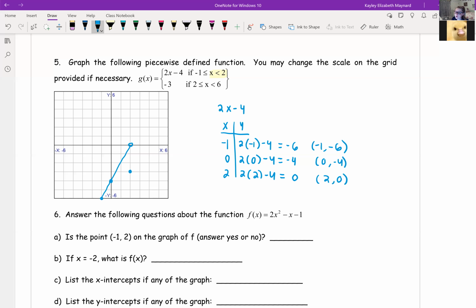And that's important that that's a closed circle, that it's shaded in because this symbol is greater than or equal to. But it's important that when I graph at 6, that I make that an open circle because it's just less than, not less than or equal to. And connecting those, that's what your graph should look like.